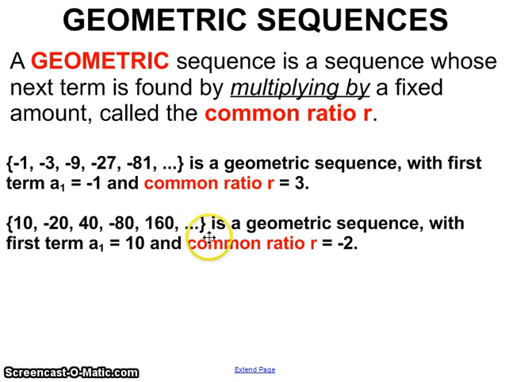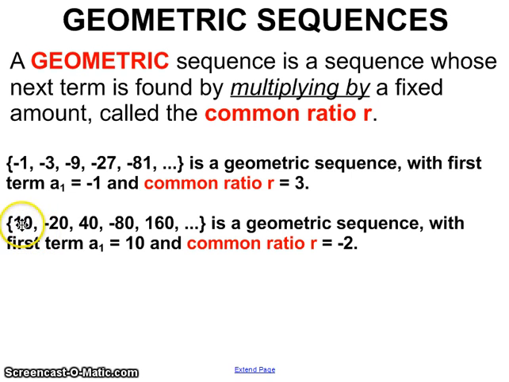Now here's where things might be a little bit different. If I start with a sub 1 equals 10, and I have a common ratio of negative 2, what's going to happen? Well, I'm going to multiply 10 by negative 2. I'm going to get negative 20. And then if I multiply negative 20 by negative 2, I get positive 40. Multiply by negative 2, negative 80, positive 160, negative 320, etc.